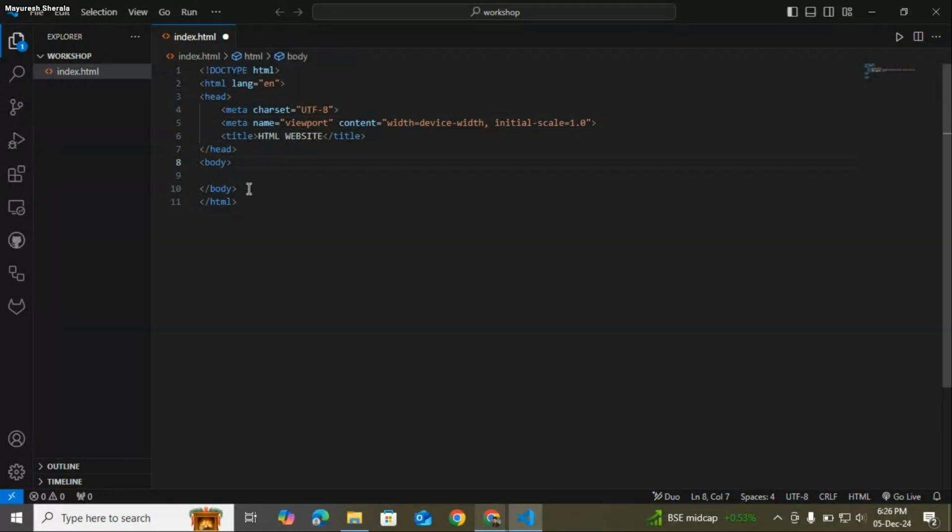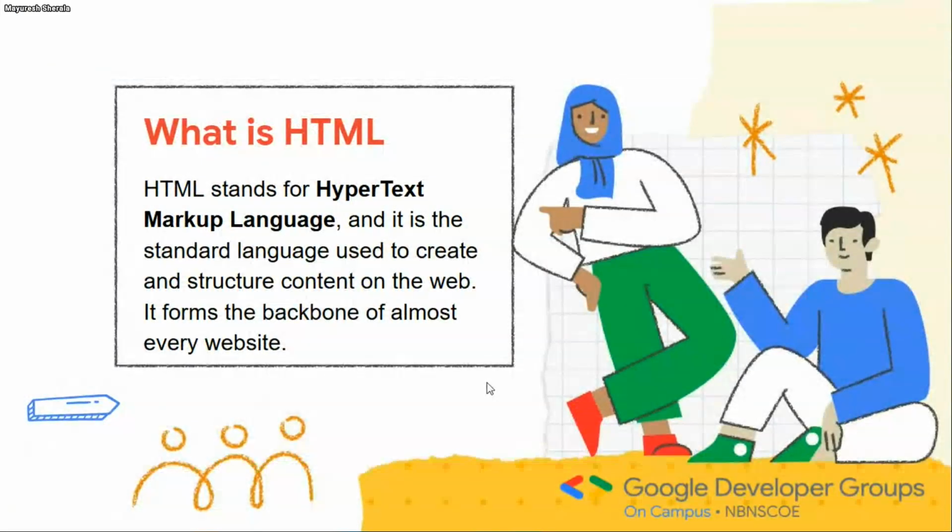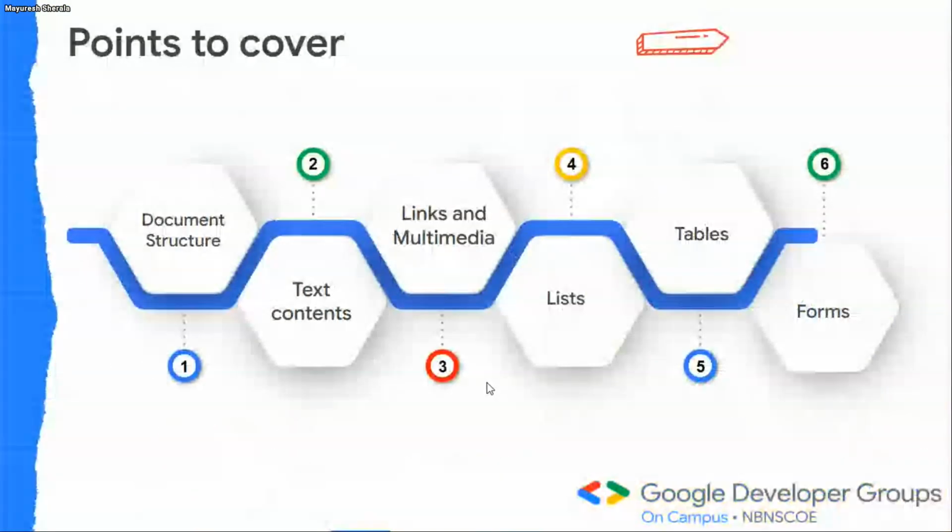Now, the things which you want to show on your website are written in the body tag. This is the opening body tag, and this is the closing body tag. So come over here and let us see what points we are going to cover in this workshop.